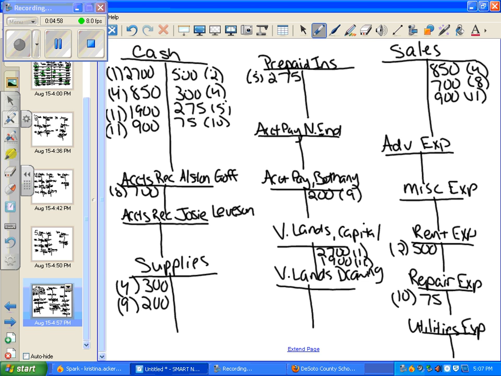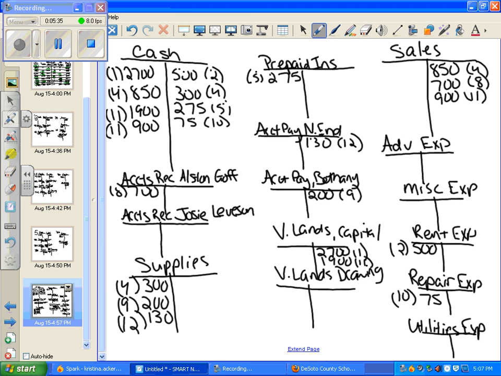On the 12th, we bought supplies on account from North End Supplies, $130. So our supplies are going to increase on the 12th by $130. And the amount of money that we owe North End Supplies is going to increase. So the account that we have to pay North End Supplies is going to increase by $130 on the 12th.